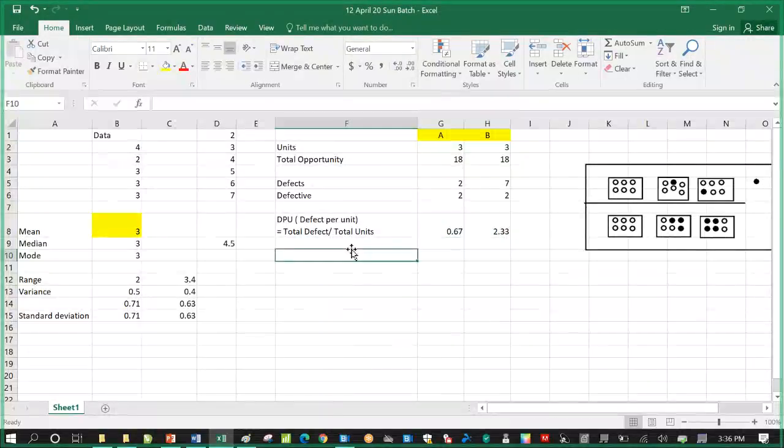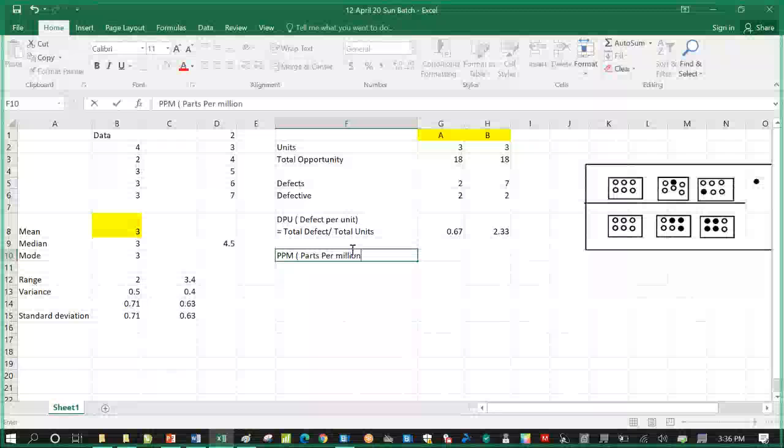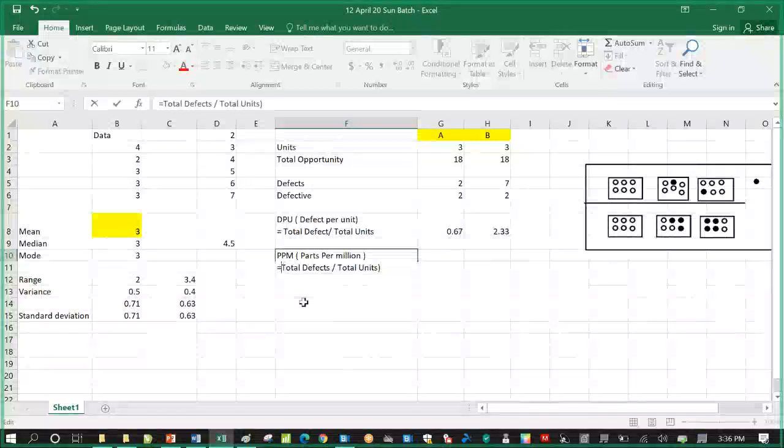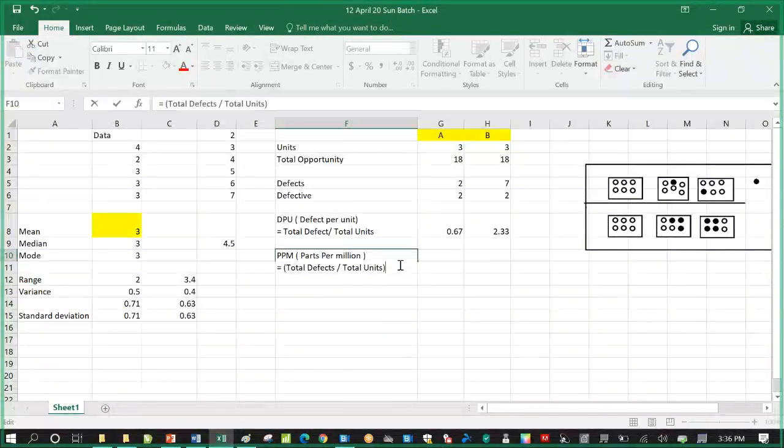Second matrix is ppm, that stands for parts per million. Santosh, you would be using this in your organization, right? Do you have the ppm calculation there? Do you measure ppm there in your company? Because in all manufacturing everywhere they use it. Yes, sir. So ppm is another measurement.